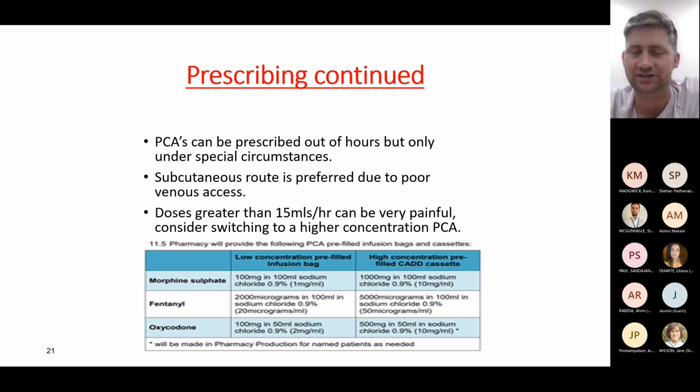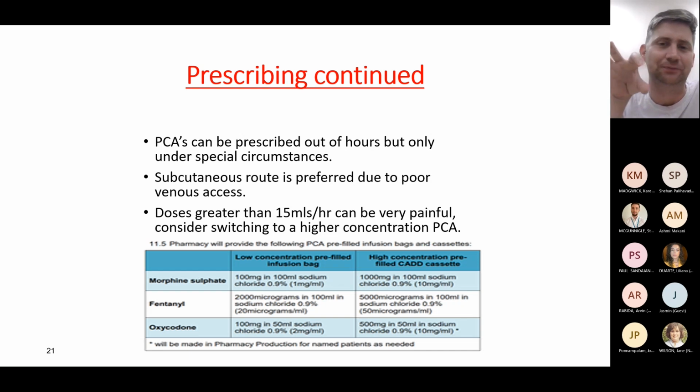Subcutaneous is the preferred route, as we know, due to poor venous access. Doses that might deliver more than 15 mils an hour can be very painful. So we need to make sure that we're getting the correct bag. Some of our bags can be made up to be high concentration, so it's delivering less volume and we're not forcing as much fluid to go in somewhere that shouldn't be there. So when we are ordering this, we need to be very, very careful about which bag we use. Normally they have a big bright sticker on it saying high concentration, but we need to make triply sure that you're using the right bag, because you might end up overdosing someone, or underdosing someone.